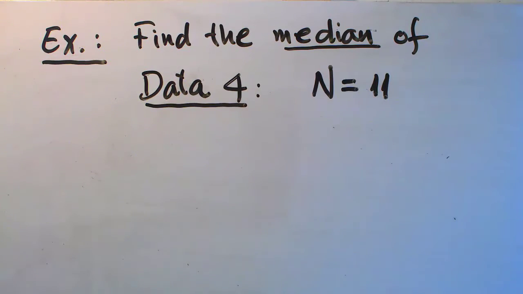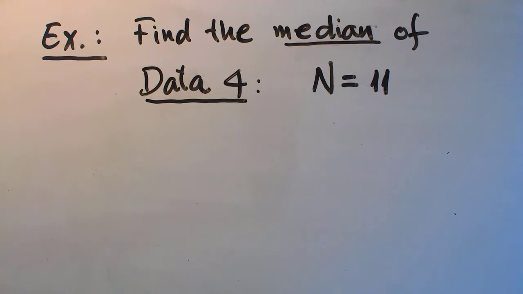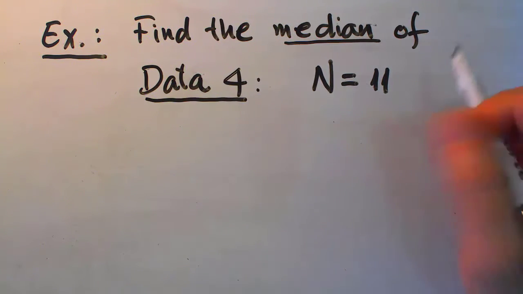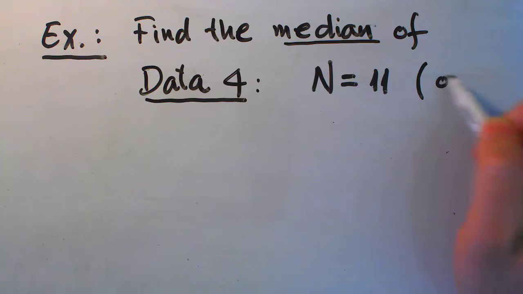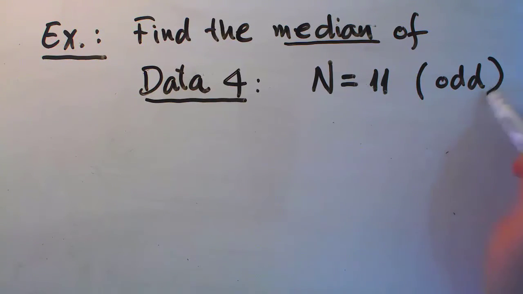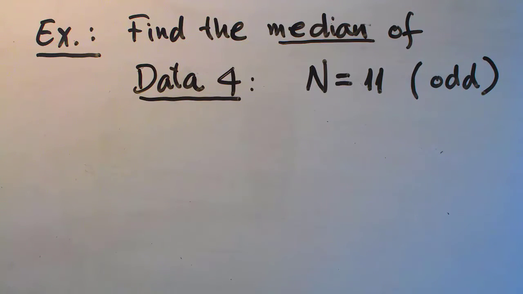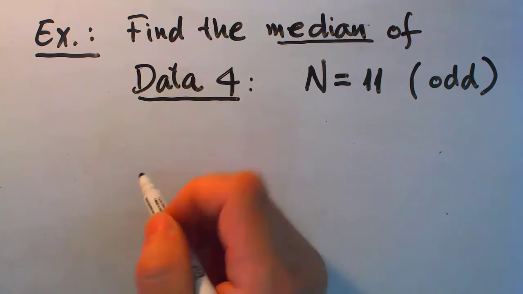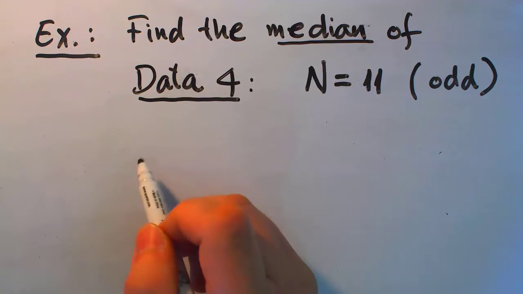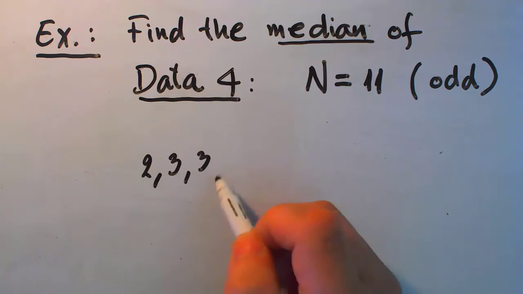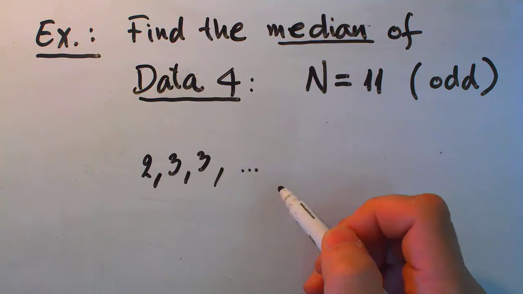And once again, hopefully everybody is looking at the same data set as I do right now. All right, so the n number in data 4 is 11. This time we are looking at an odd number of data values, and that's just the nature of an odd number of data values. Our sorted data 4 was already given sorted, from low to high, so we're looking at 2, 3, 3, and then a few more values.